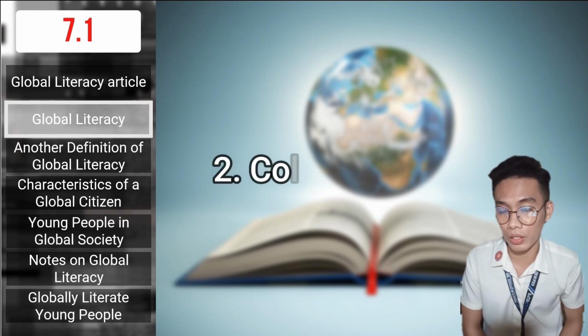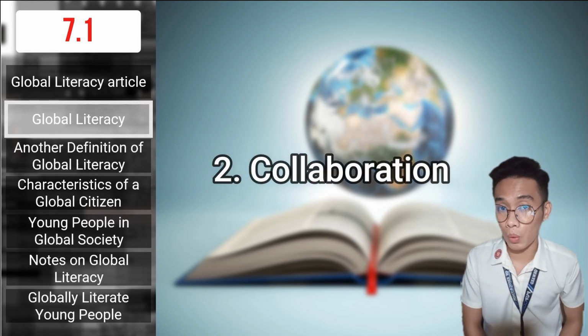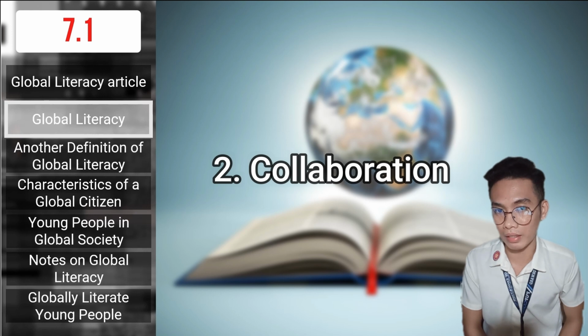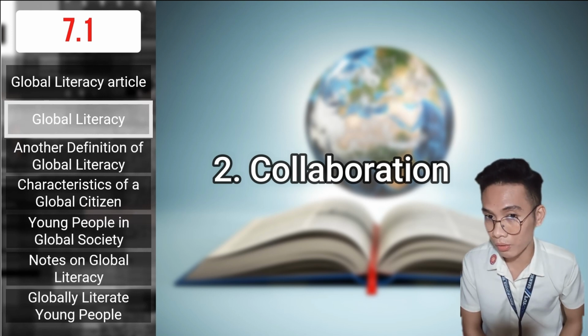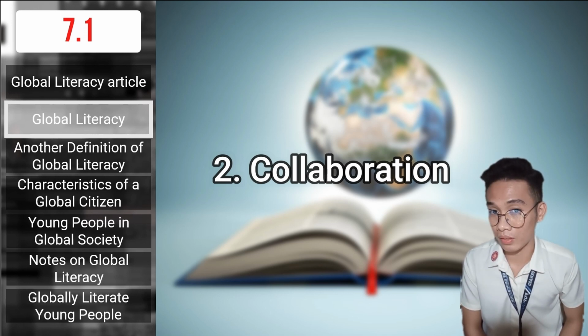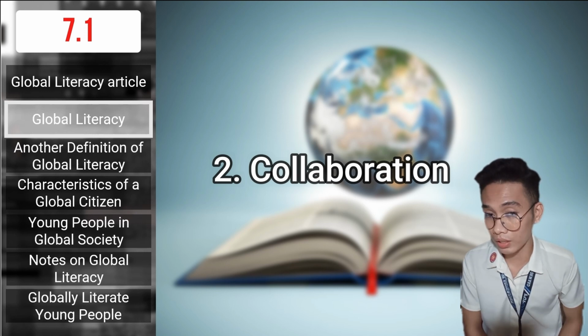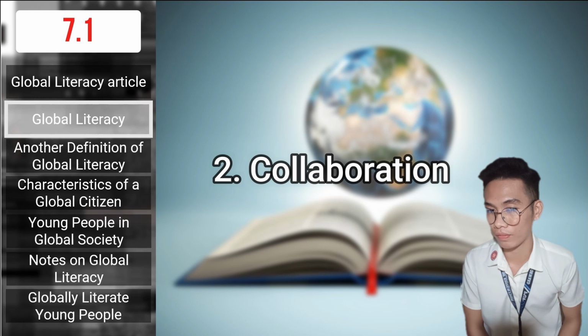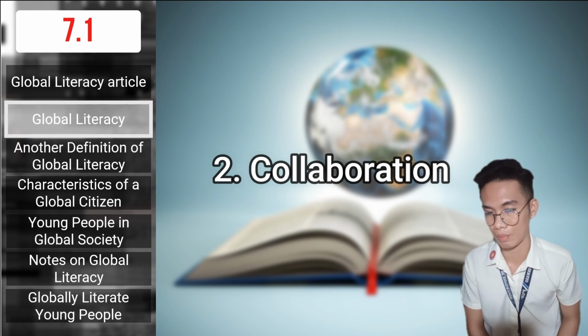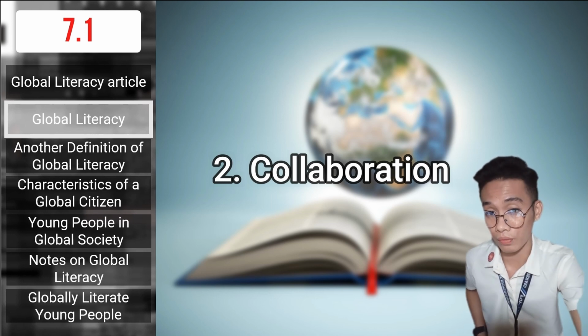Then the second one is collaboration. Global literacy promotes collaboration because people, even countries, work together to solve certain problems, especially in times of conflict or pandemic like what we are experiencing right now. If you have noticed, many countries are collaborating with one purpose, which is to produce vaccines. After producing them, they distribute the vaccines to different countries, especially those with a high rate of positive cases of COVID-19, with the main purpose of stopping the spread of the virus as soon as possible. That is the sense of collaboration.